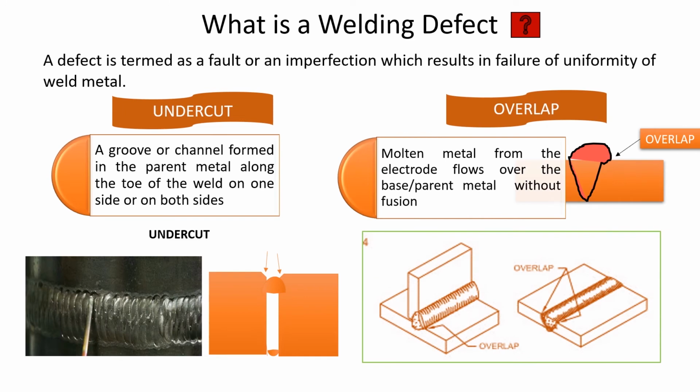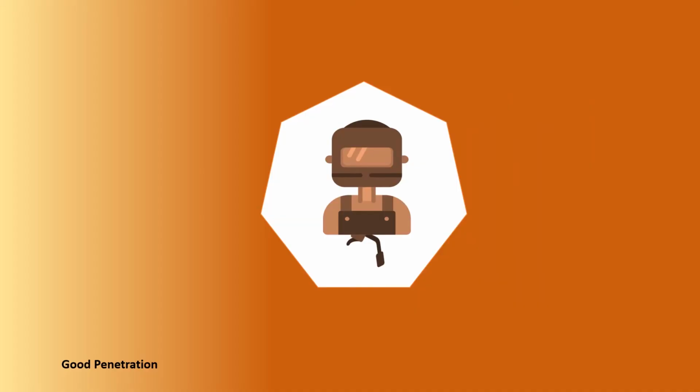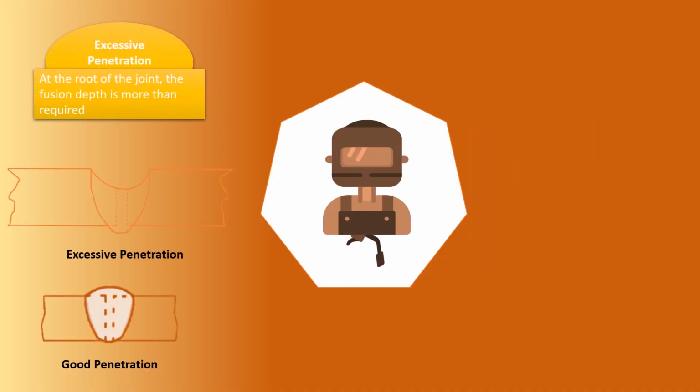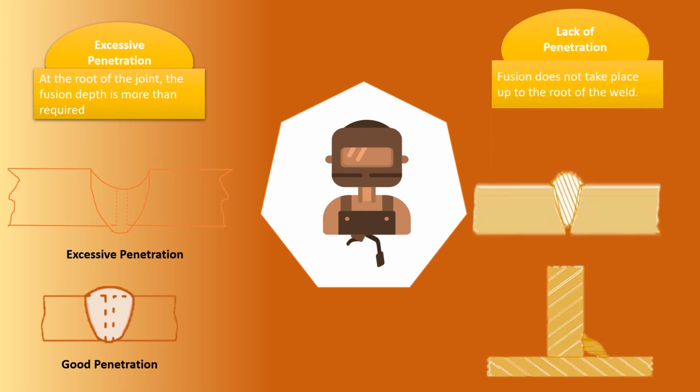Overlap. Molten metal from the electrode flows over the base metal without fusion. Excessive penetration. This is found at the root of the joint and the fusion depth is more than required. Lack of penetration. Fusion does not take place up to the root of the weld.